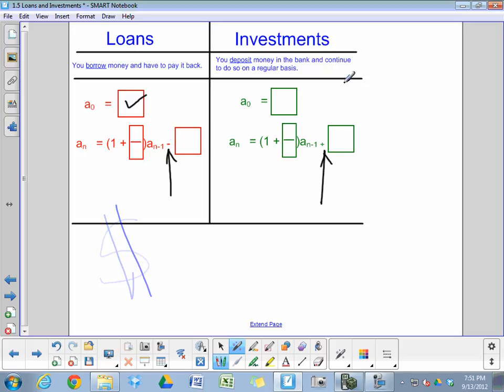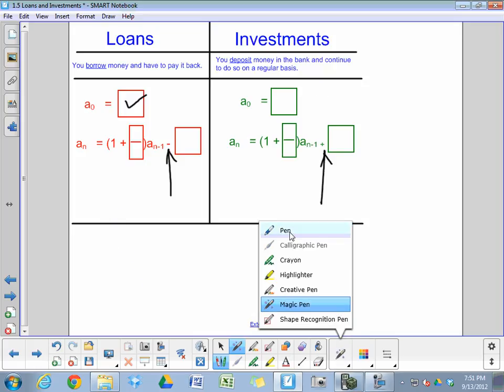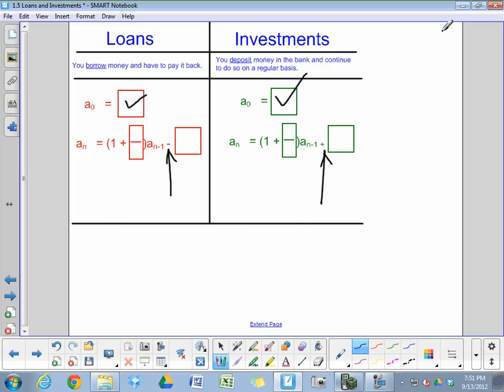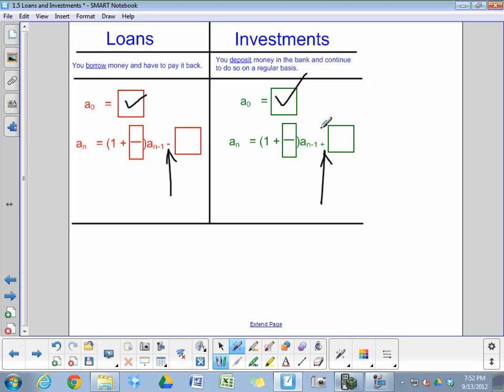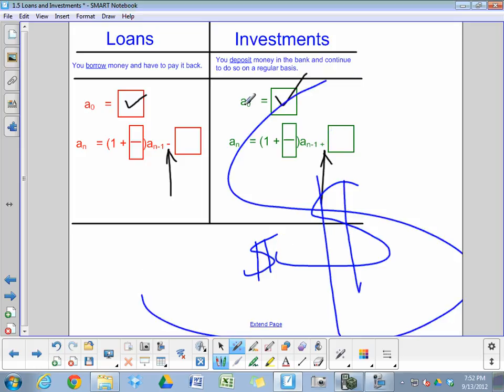An investment, on the other hand, is going to have you put in a certain amount of money in the bank instead of take out. And as time goes on, you're going to add more and more money to the account. So you're going to add. So that money's just going to grow. Just like I talked about on the other video, it's going to grow and grow until you have enough money to retire and go live happily ever after.